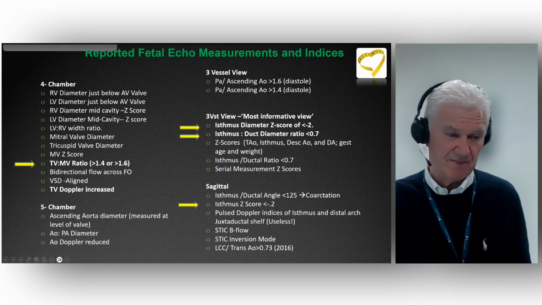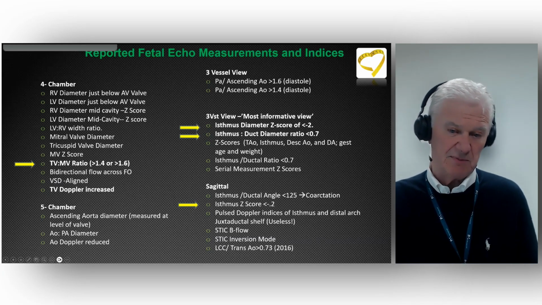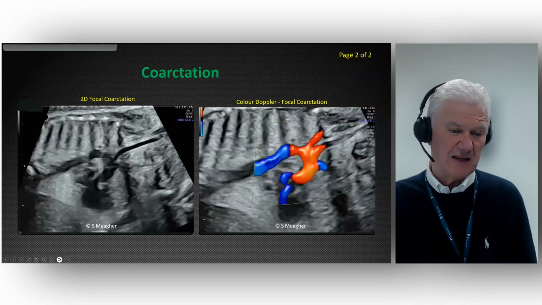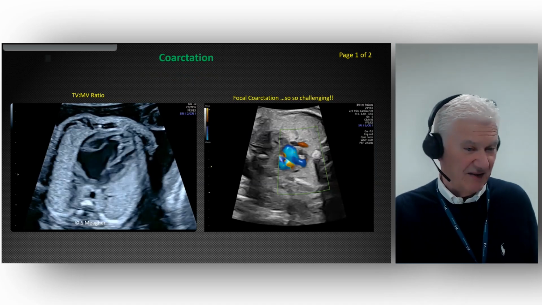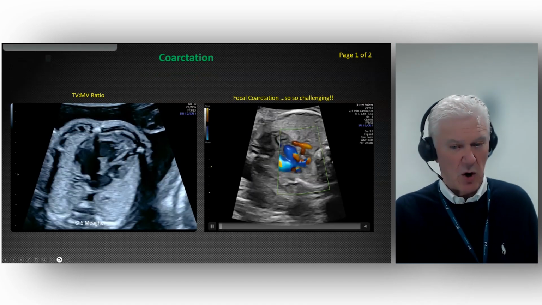So it's very challenging. The ones marked in the yellow are the ones that we use in routine clinical practice. An isthmus Z score is less than 2, and the isthmus to duct diameter of less than 0.7. So in a sense, when you're faced with that ventricular discordance, the laminar flow looks fine across the AV valves, looks fine across the semilunar valves. How am I going to pick up coarc?